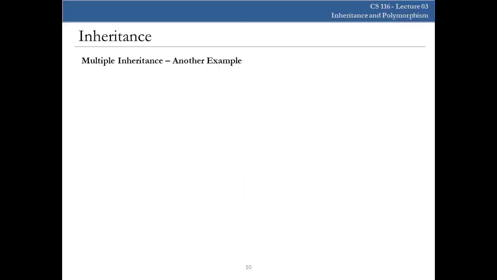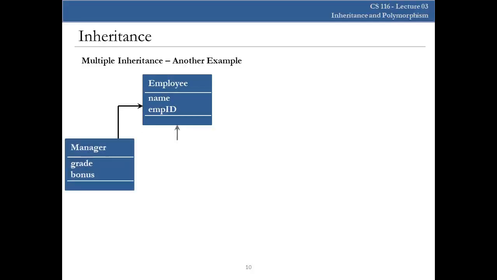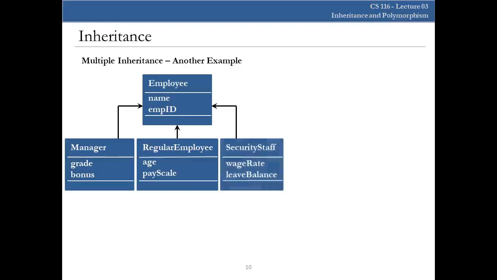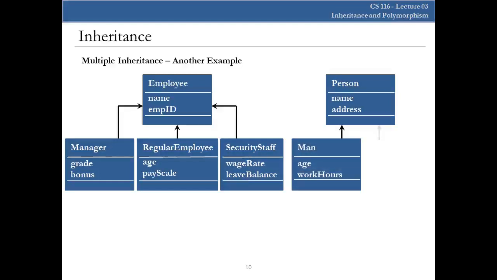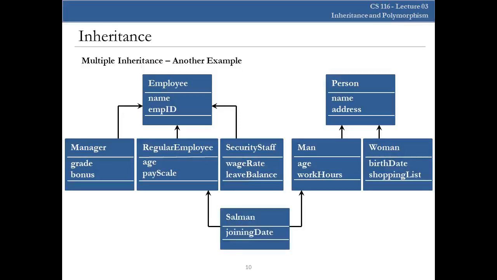Now let me show you another quick example. Let's suppose I have a class employee having two attributes, name and employee ID. I inherit three subclasses from this class employee: manager, regular employee, and security staff, each having its own set of attributes. And then I define another independent class person with name and address, and I derive two subclasses from this, man and woman. And now I add a third layer. I derive a class Salman, and Salman is a man and a regular employee.